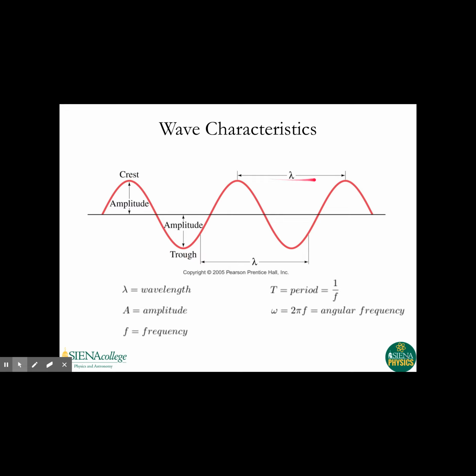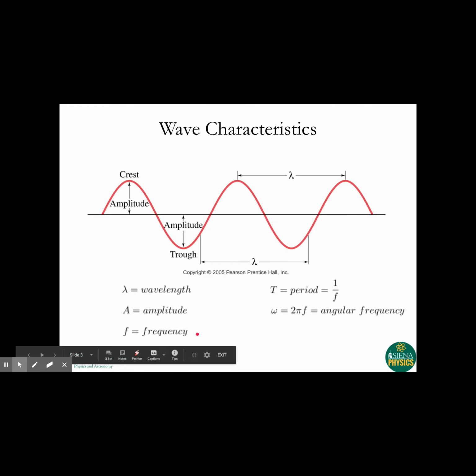So we can also measure what the wavelength is. The distance from one peak to the next is called the wavelength. And so we have some terms that you need to know. Lambda is representing the wavelength. Capital A is representing the amplitude.